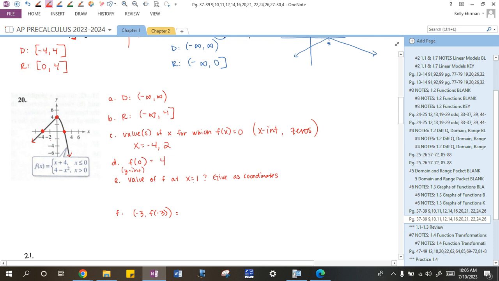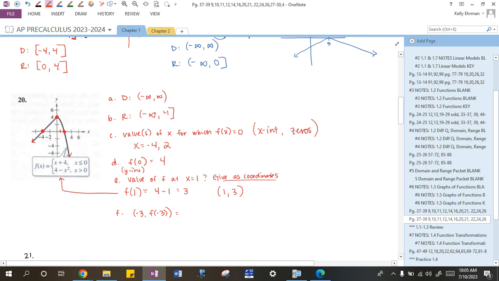What is the value of f at x equals 1? Give us coordinates. So this is saying what's f of 1? So f of 1, we don't have that on here, right? That's not an easy point on our graph. But remember, we have an equation that says when you're plugging in an x value greater than 0, you're on the 4 minus x squared piece of the function, which we can see from the graph. 4 minus 1 squared is 3. And then give that as a coordinate or an ordered pair. So x is 1, y was 3.